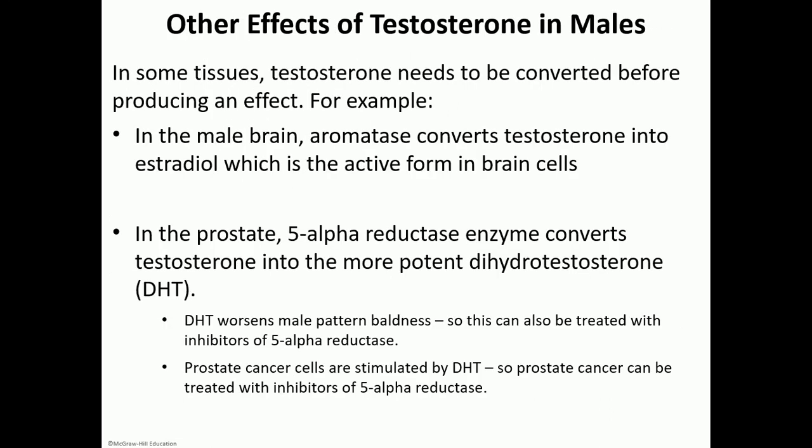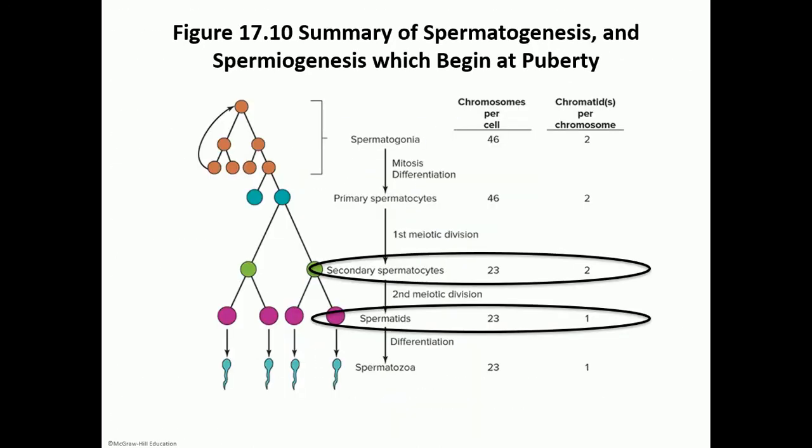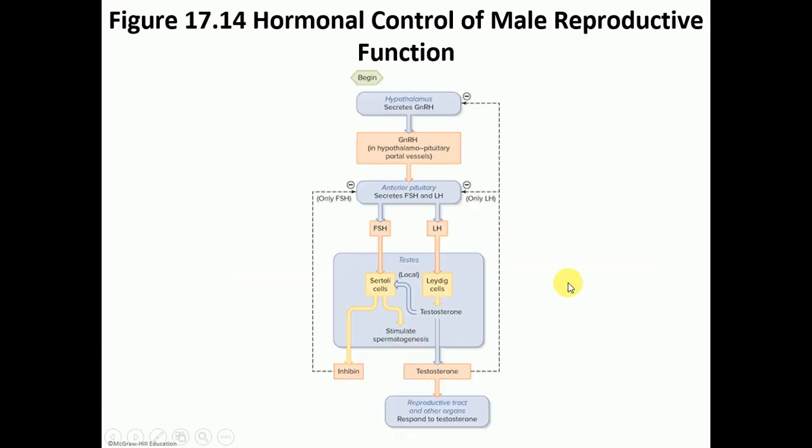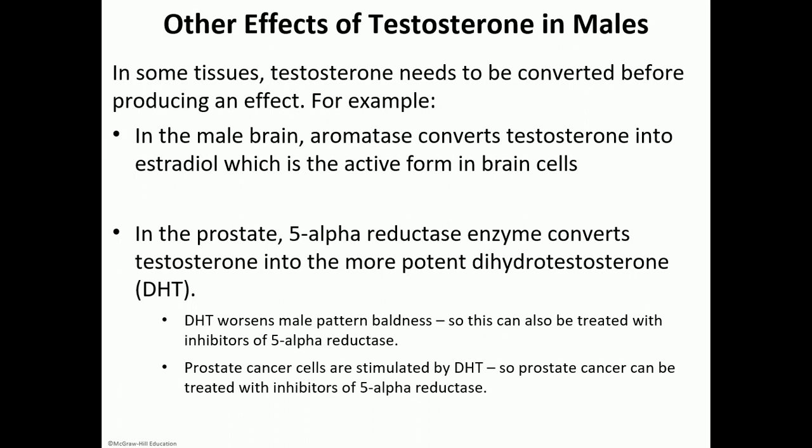Other effects: in some tissues, testosterone has to be converted in order to be used. Some cells of the body do not have testosterone receptors, but remember that we are able to change testosterone into estrogens by an enzyme known as aromatase. If you remember that slide that we borrowed from chapter 11, if cells have aromatase enzyme, that would change testosterone into estrogen. Some cells need that because they do not have testosterone receptors. For example, brain cells do not have testosterone receptors. Testosterone has to be converted by aromatase into estrogen, which is the active form of testosterone in brain cells.